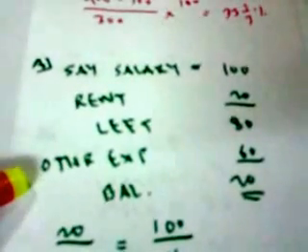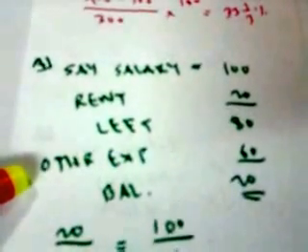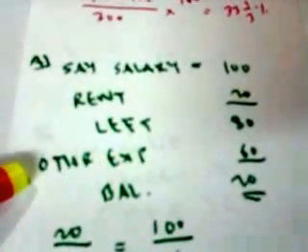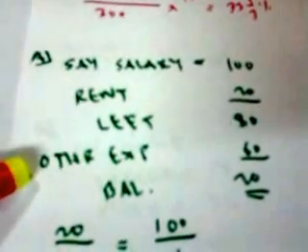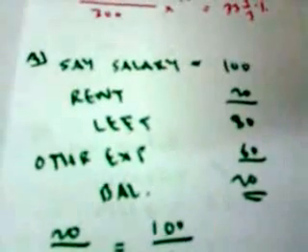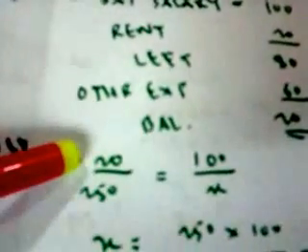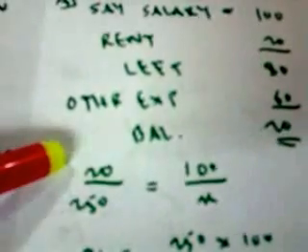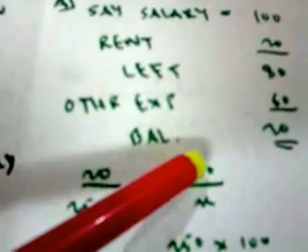Now his other expenditure is 75% of 80 rupees. 75% of 80 rupees is 60 rupees. So he spent 60 rupees on others. Now he is left with a balance of 20 rupees. Now let us see. He is left with 20 rupees out of initial 100 rupees.